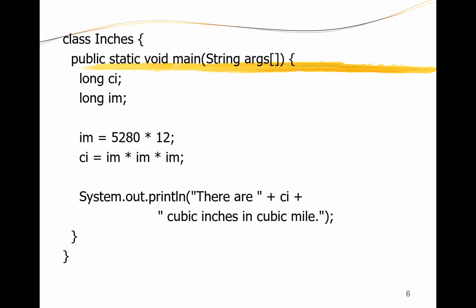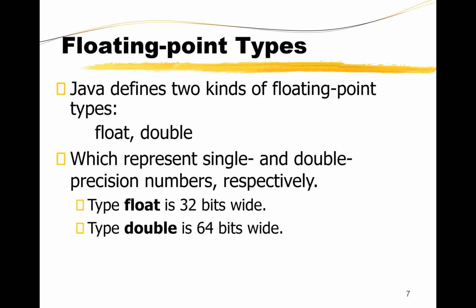Now we'll go into the floating point types. The float is single precision floating point, and the double means double precision floating point. Float is 32 bits wide, that means 4 bytes, and the double is 64 bits.